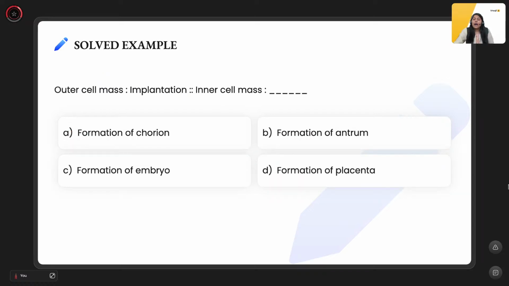Moving on. Outer cell mass is involved in implantation, so inner cell mass. Okay, so this is a complete the analogy question. So we have to complete an analogy. Now, outer cell mass is involved in implantation. How? Because you know this is talking about your blastocyst.